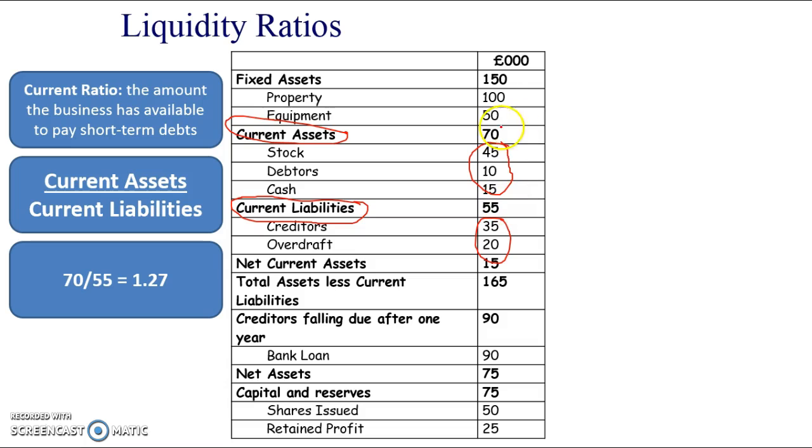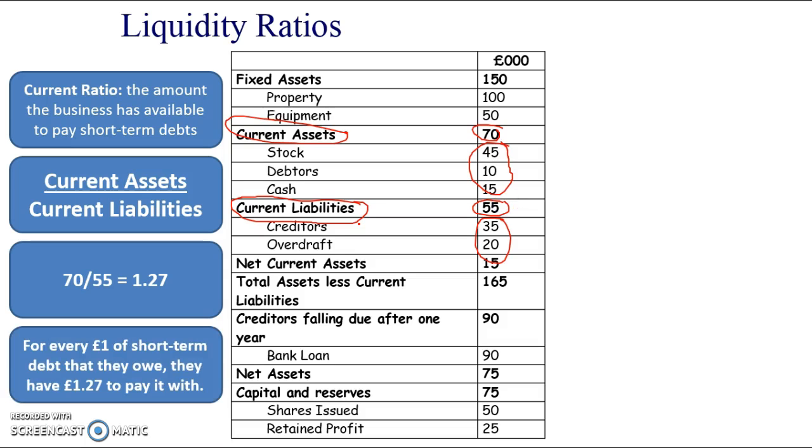Okay, so if we add them up, we've got 70 divided by 55. There is our current liabilities, and that comes out as 1.27. So that means for every £1 of short-term debt that this business owes, they have £1.27 to pay it with. So that's not bad, really. They can more than enough pay off all of the debt that this business owes. So usually we use 1 as a benchmark. So as long as they can pay it off, we'd say that that's quite good.